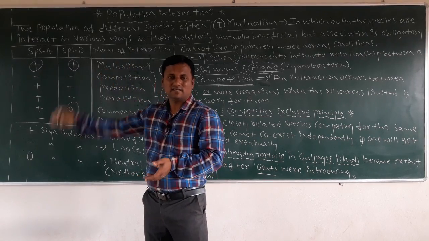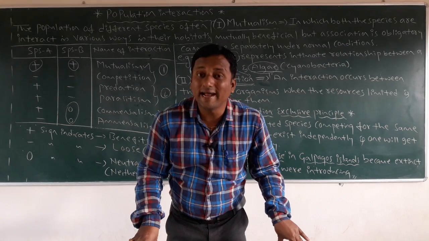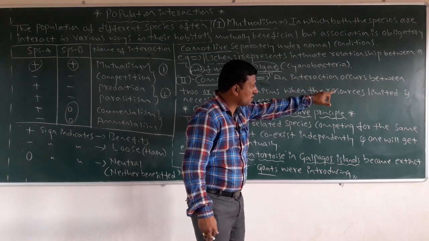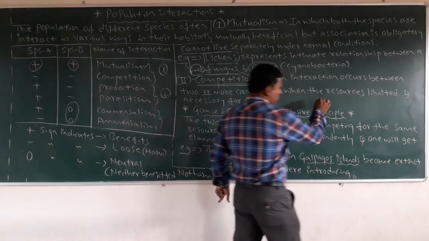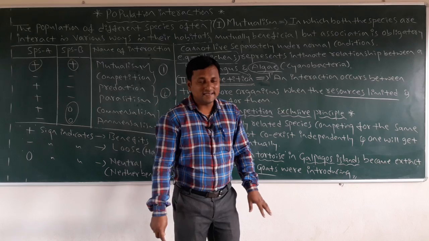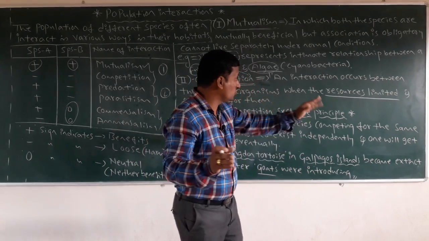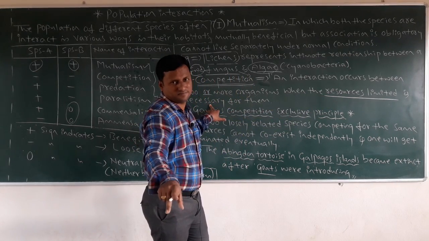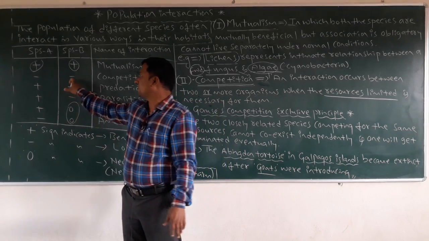Here, in the interactions of organisms, both species are becoming losers, but let's come to that only. See, the interaction occurs between two or more organisms when, you can concentrate on this word, when the resources are limited. The interaction occurs between two or more organisms when the resources are limited and are necessary for them, then only both species undergo loss.